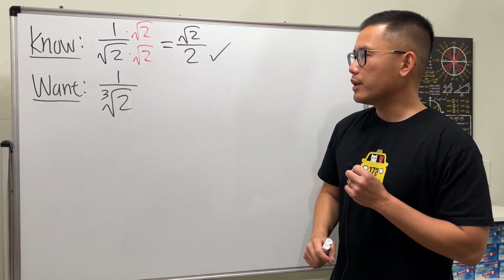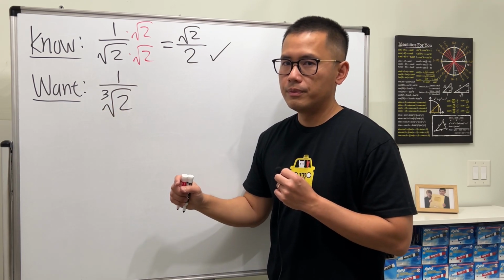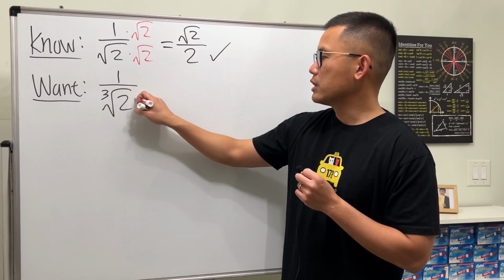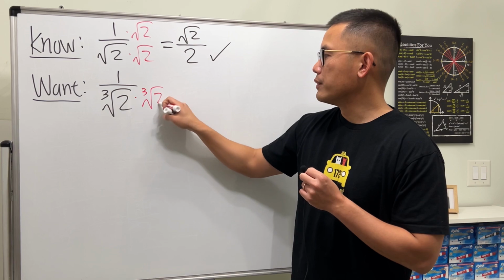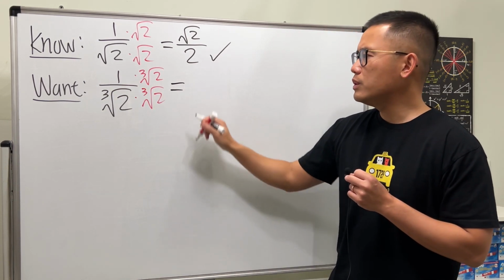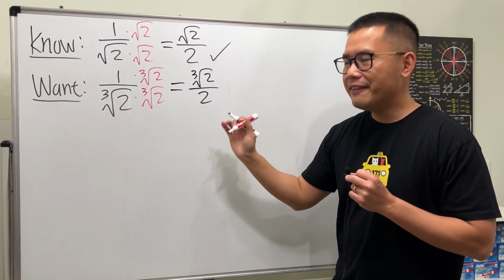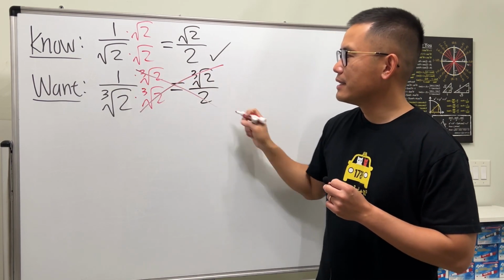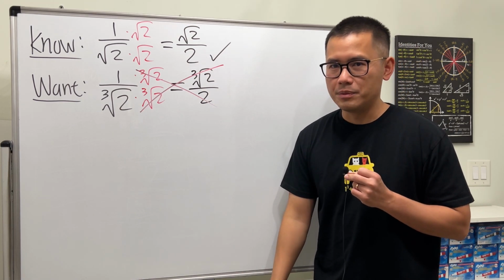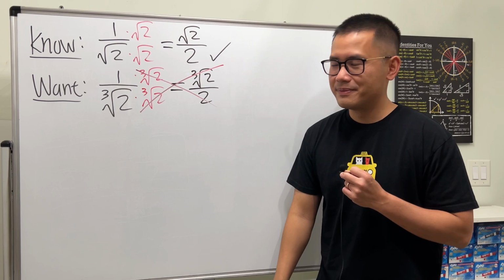But the question right now is, what if we have 1 over cube root of 2? Can we just do the same thing? Multiply this by the cube root of 2 and do the same thing on the top. And do we still end up with the cube root of 2 over 2? In fact, this is not correct. And this is also a very common mistake, especially when you first learn about this kind of thing.